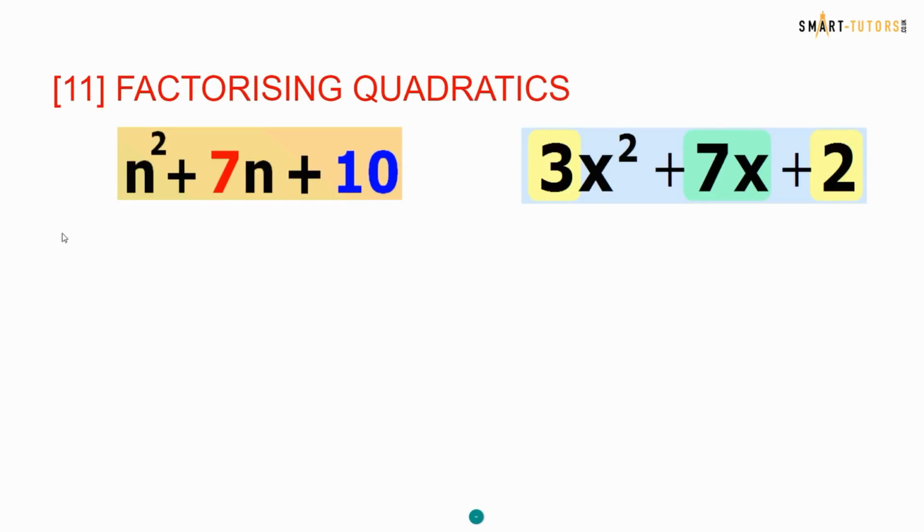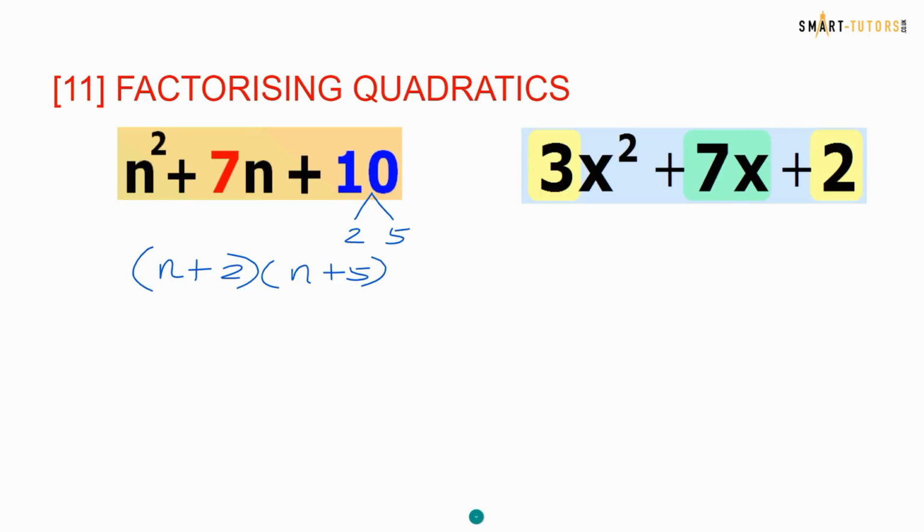Topic 11, factorizing quadratics. The first question we are going to do is a standard question, n squared plus 7n plus 10, or x squared plus 7x plus 10. The idea to do this question is, first of all, we need to find the factors of 10, which is 2 and 5, 2 times 5 is 10, and 2 plus 5 is 7. So in the brackets, (n plus 2)(n plus 5). So that is the answer for the sample question.